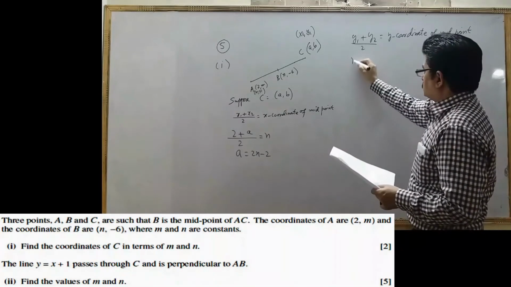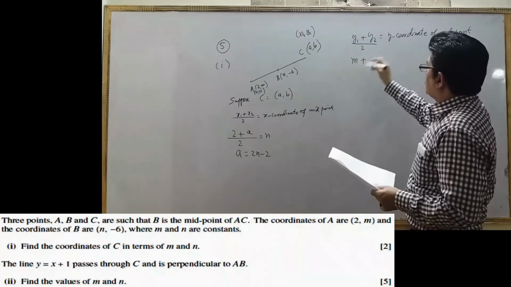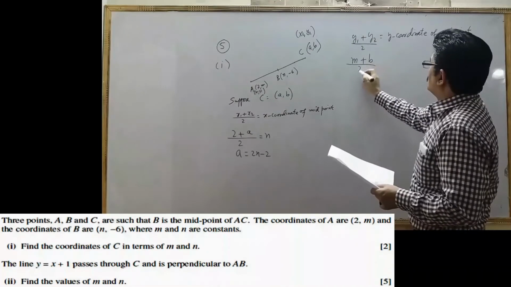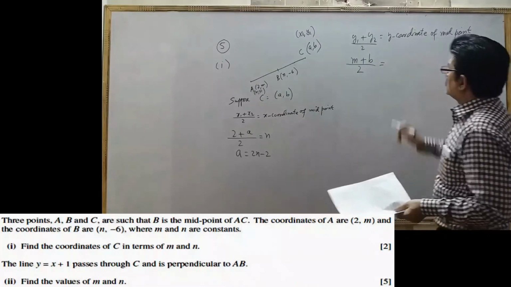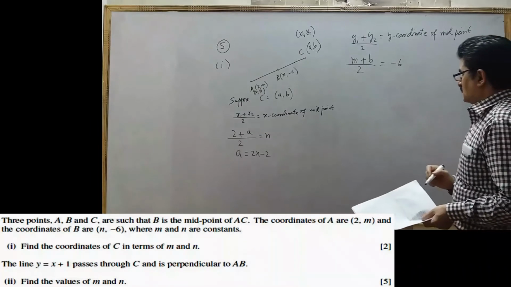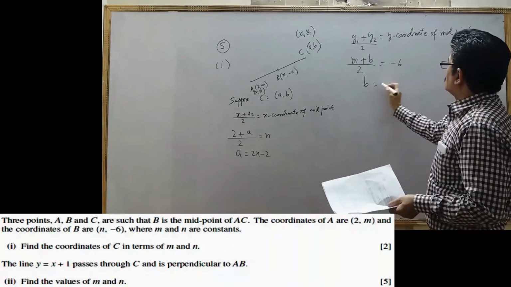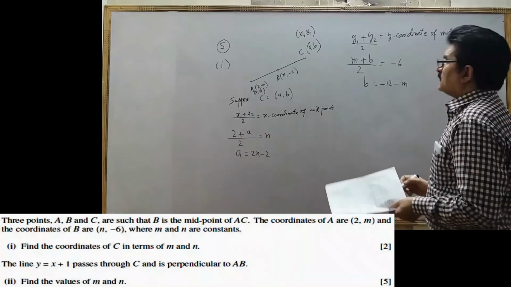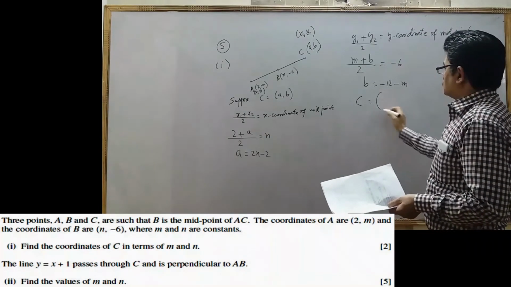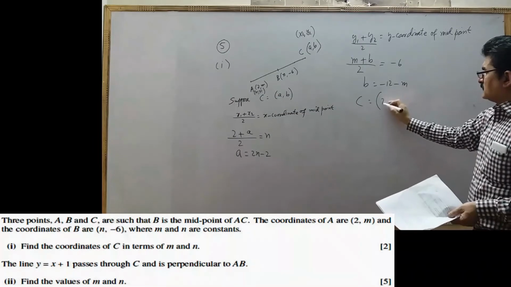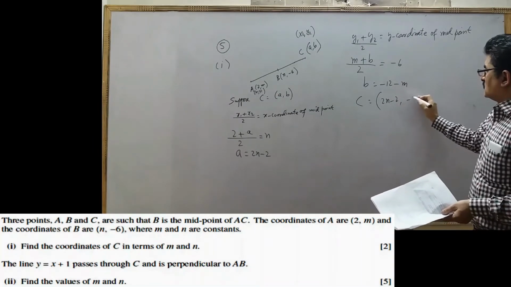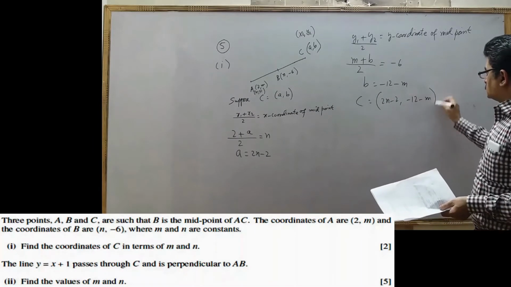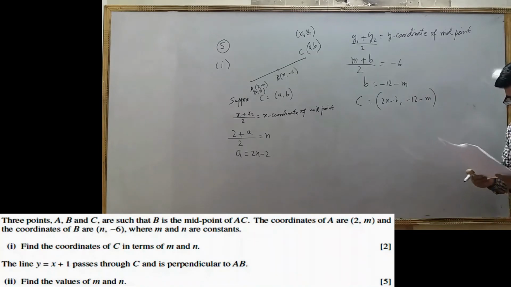So y1 is m, y2 is b over 2. This is equal to minus 6. And from where you can write minus 12 minus n. So C in terms of m and n is 2n minus 2, minus 12 minus m. This is the answer to the first part.